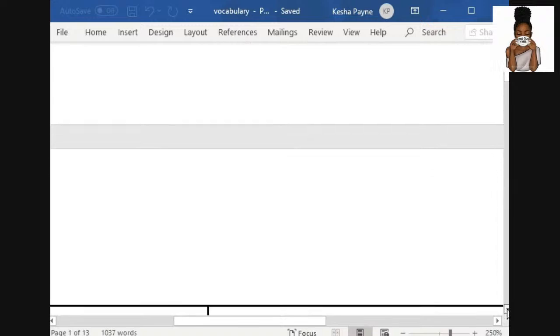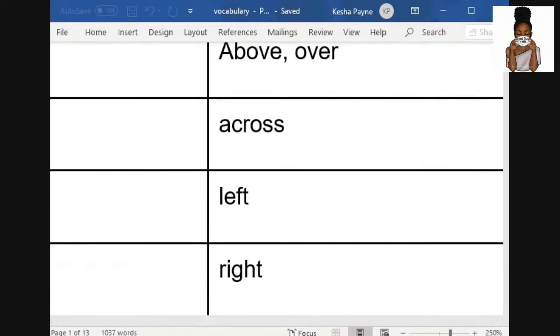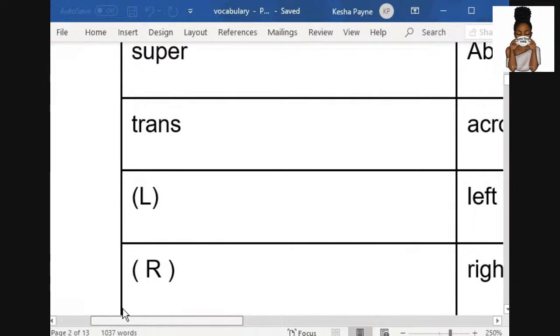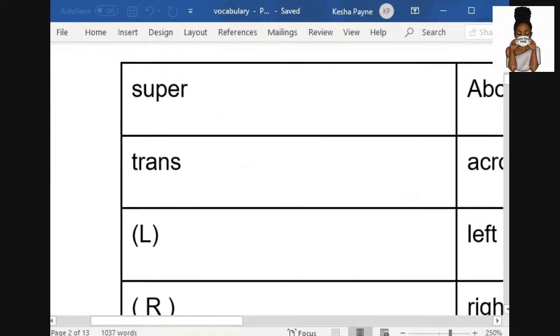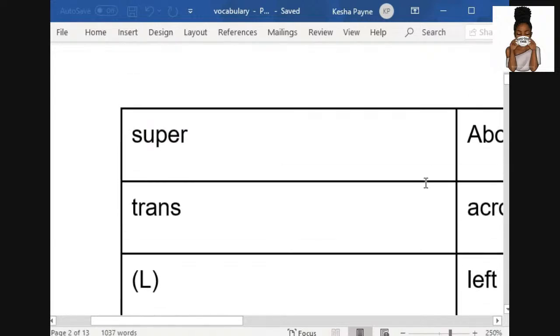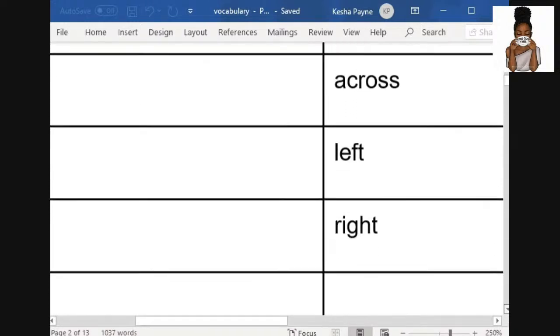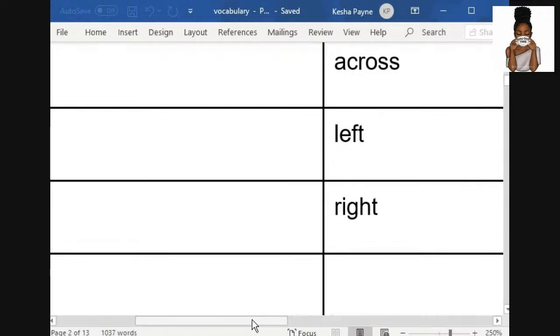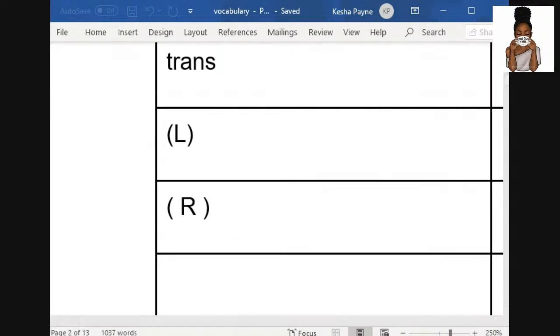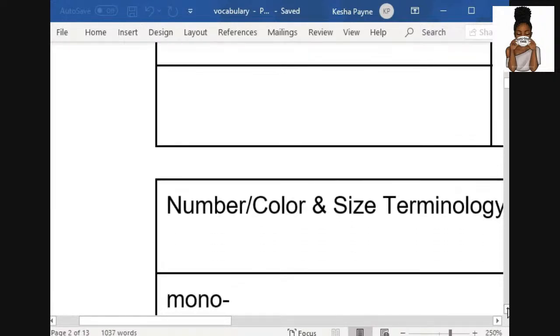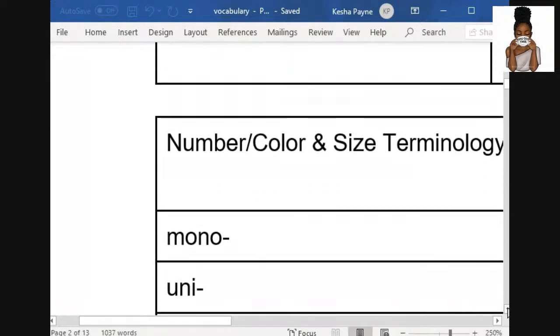So now I'm testing myself on more directional terms. Trans, across. L is left, R is right. So just make sure that we got that. L, R, left, right. Easy. Okay, so now we're going to go over number, color, and size for medical terminology.